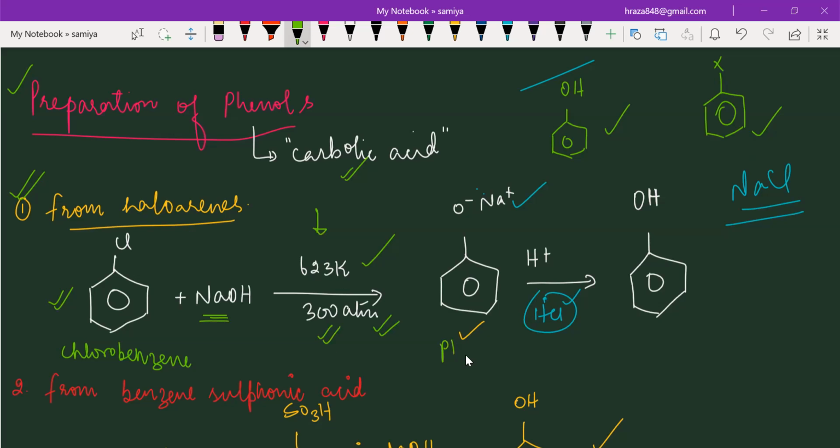And here we got phenoxide ion. When we treat the phenoxide ion with HCl, you can see this H plus will go to this minus, so phenol will form, and Na and Cl will combine to form a byproduct, that is NaCl, sodium chloride. So this is the first way to prepare phenol from haloarenes. So please write it.